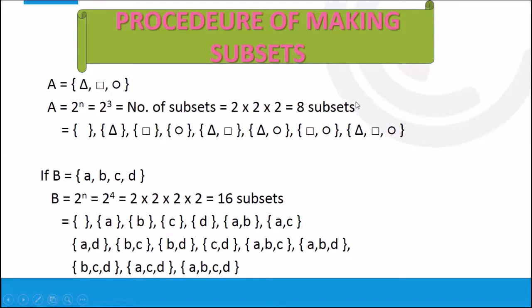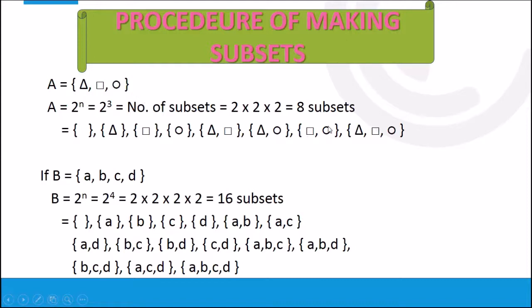Okay students, when you are starting to make subsets, the first set should always be an empty set. Then the second you have to start. See, the first shape is a triangle, so I have put the triangle in a separate set. Then the second element is a square, so I have put it in another set. The third shape is a circle, so I have put it in another set. Then make pairs: triangle and square, triangle and circle, square and circle.